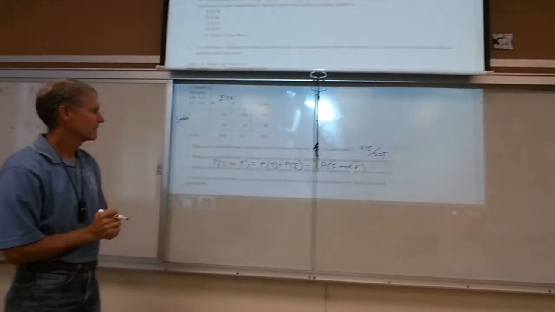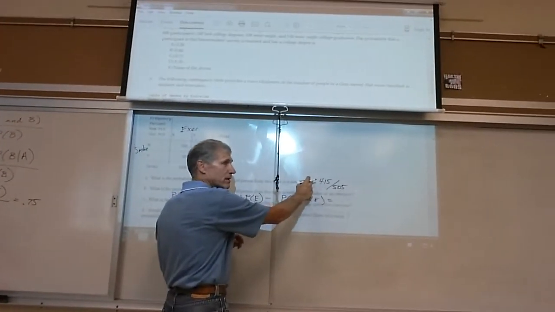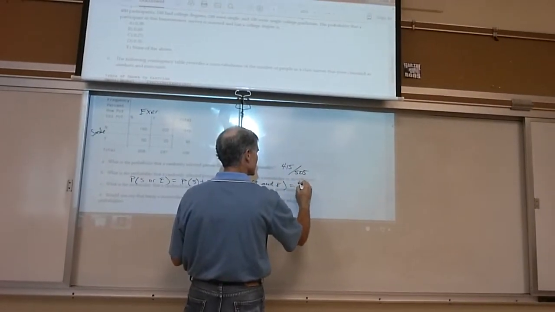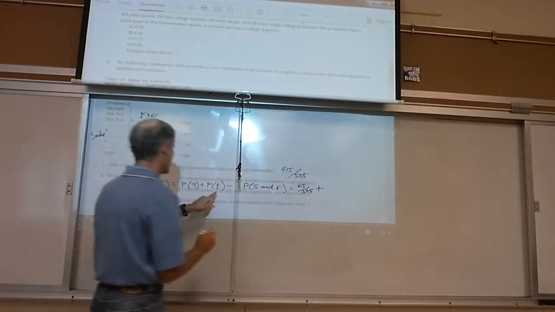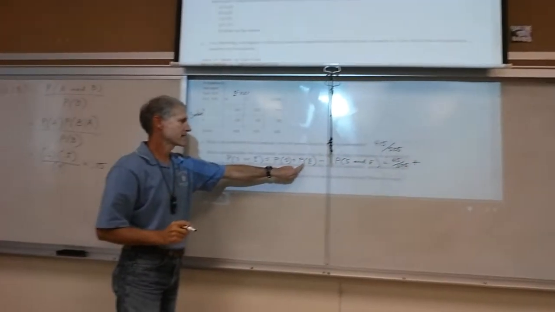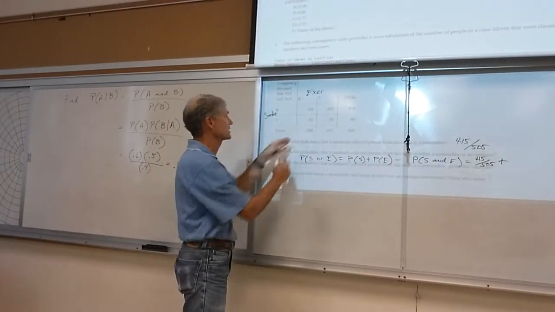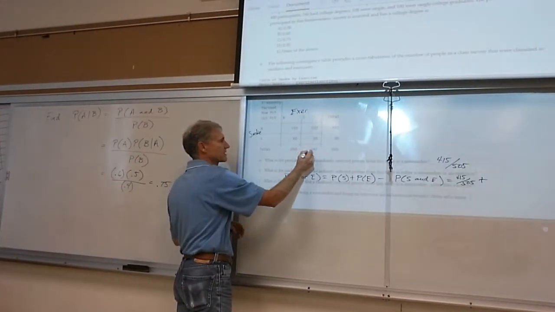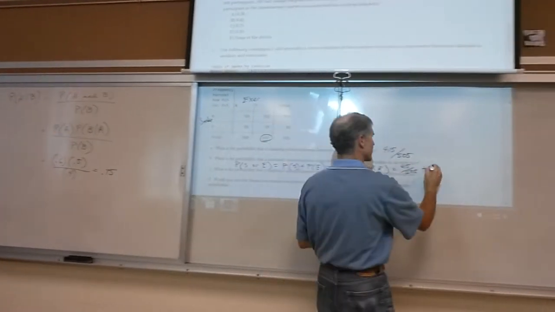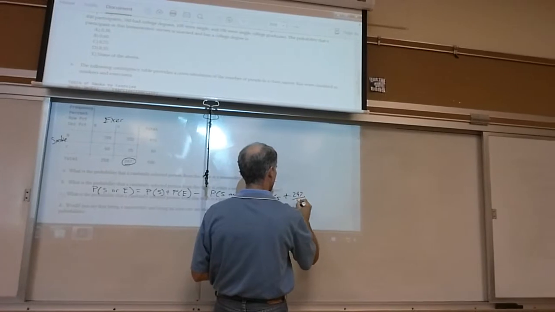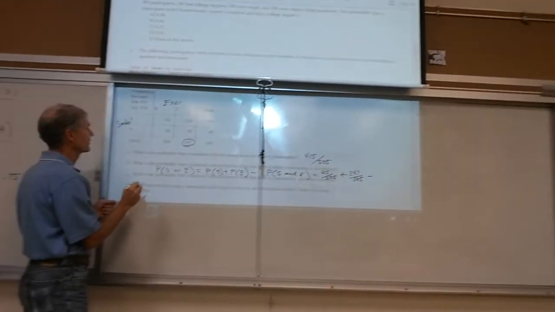Okay? So now we just fill in the pieces. The probability of smoke we just did up here. So that's 415 out of 505. And the probability of exercise. And that's marginal because it doesn't say anything about smoking. So exercise are the yeses for exercise, and there's 247 of those. So that's 247 out of 505. And then minus the probability of both.